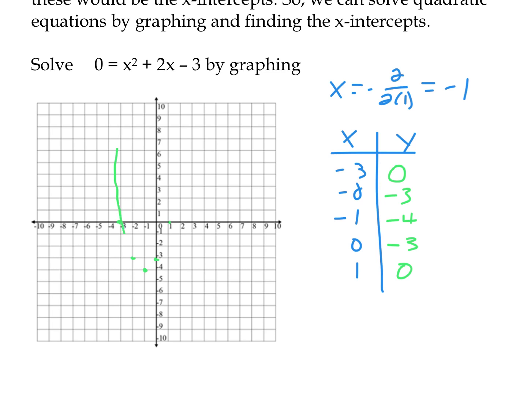And when I graph my parabola, I can see my intercepts here and here, negative 3 and 1. So by graphing it, I would find my solutions right there and right there. My solutions would be x equals negative 3, x equals 1. The same solutions I got through factoring. So graphing, find the x-intercepts. Those would be the solutions for the equation.